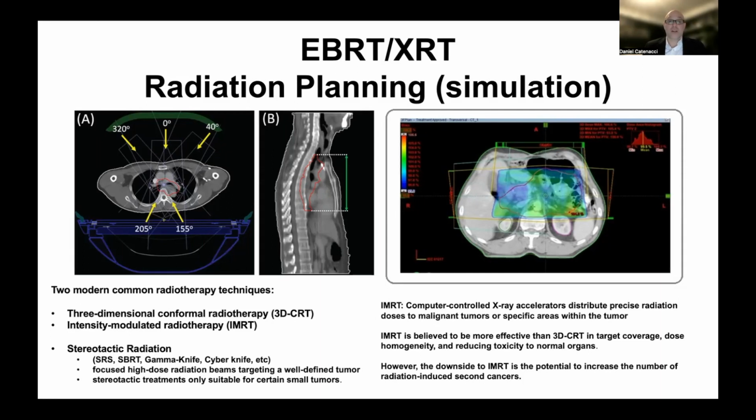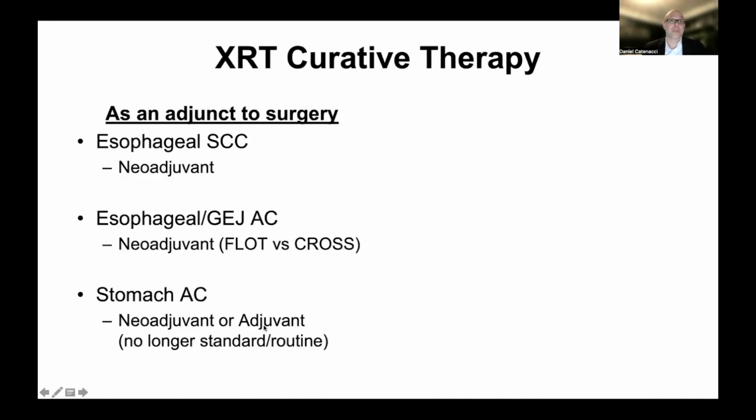So overall, external beam therapy from a linear accelerator is the most common radiation that one would be considering with gastroesophageal cancer, and the most common types are going to be 3D CRT or IMRT. So now, where is radiation used?